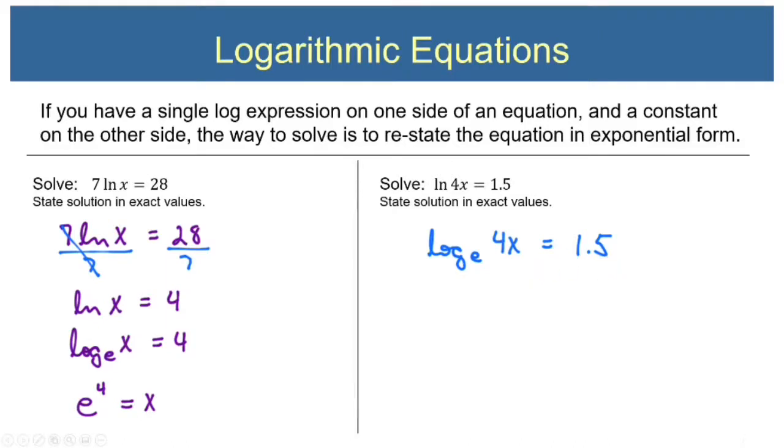Okay, now switching into exponential form, e will be the base, and 1.5 will be the exponent, and that's going to be equal to 4x. Of course, we're trying to solve for x, so now we want to isolate the x, and to do that, we'll divide both sides by 4, and that gives us x equals e to the 1.5 divided by 4. And this is the exact form of the answer. Again, you could evaluate this on a calculator and get a decimal, but it's not necessary here because it says state the solution in exact values, and that's what we have right here.